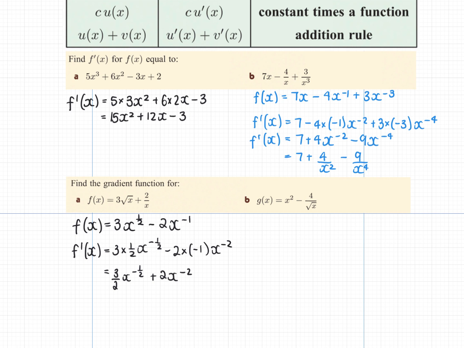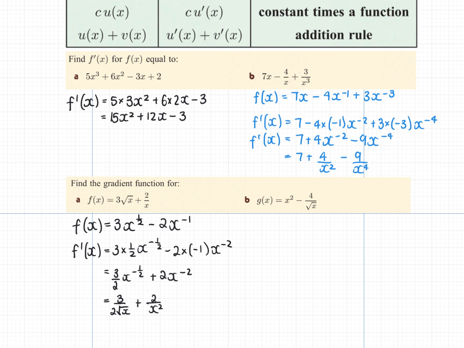Once again, you can leave it in that form, or we can rewrite it so we've got no negative indices. So x to the negative a half becomes over the square root of x, so it would be 3 over 2 square root of x, plus 2 over x squared. And that's the derivative of our function simplified.